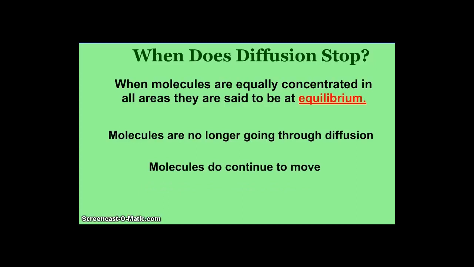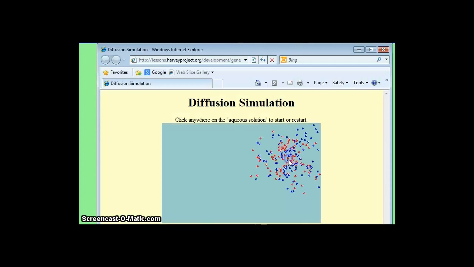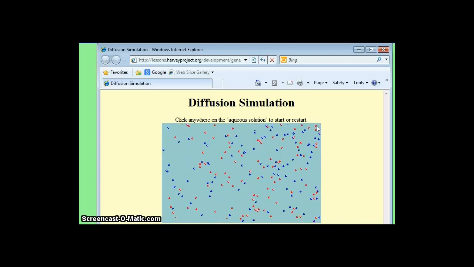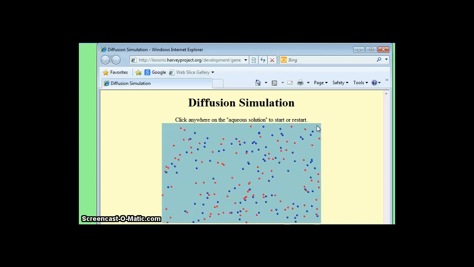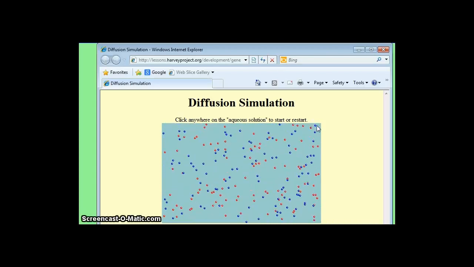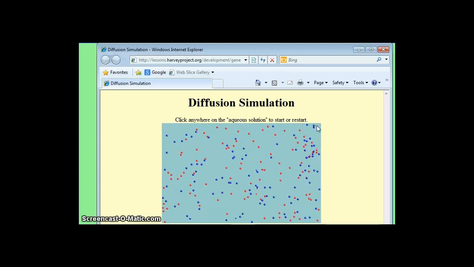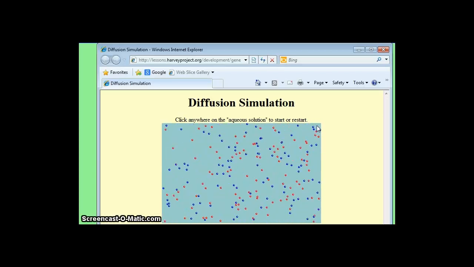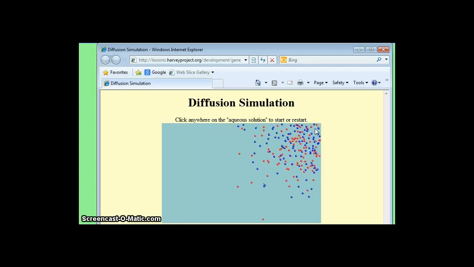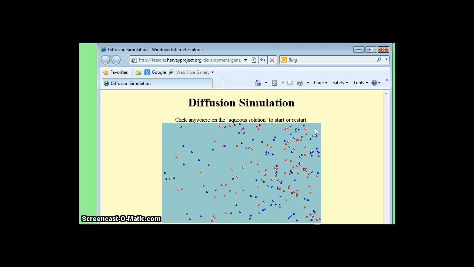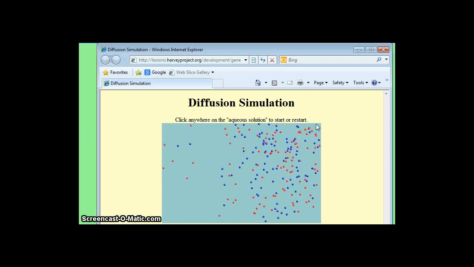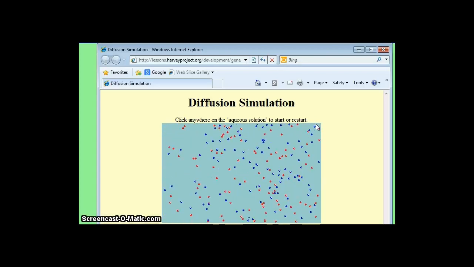So again, if we look at our diffusion simulation and we begin the molecules in a concentrated state, diffusion is still occurring. And at this point, if you look at the simulation, the blue and the red molecules are found equally everywhere on the screen, which means that diffusion has stopped. They have reached equilibrium. However, they have not themselves stopped moving. So diffusion is still occurring, and now equilibrium has been reached.